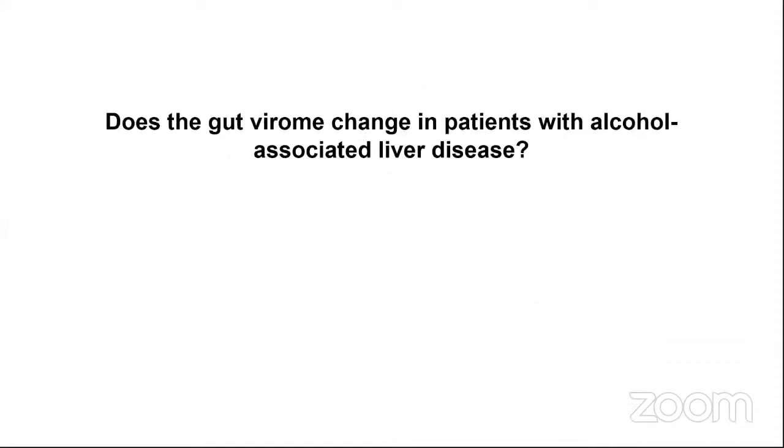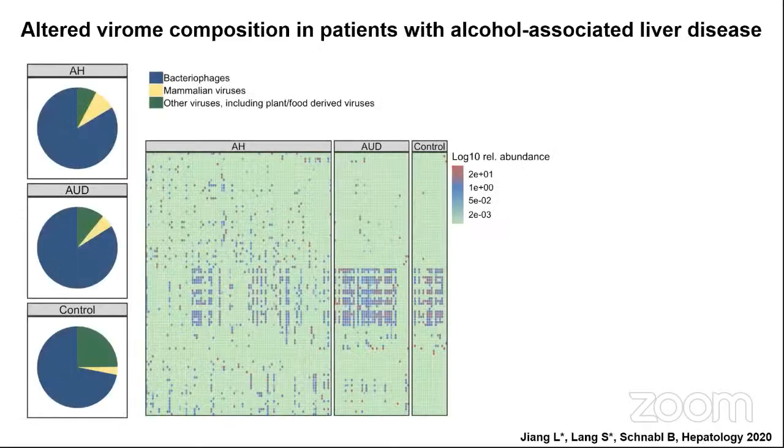Does the gut virome change in patients with alcohol-associated liver disease? And we have recently published this study. In this study, we isolated viral particles from patients with alcoholic hepatitis, patients with alcohol use disorder, and from non-alcoholic controls. And as you can see, the virome consists predominantly of bacteriophages.